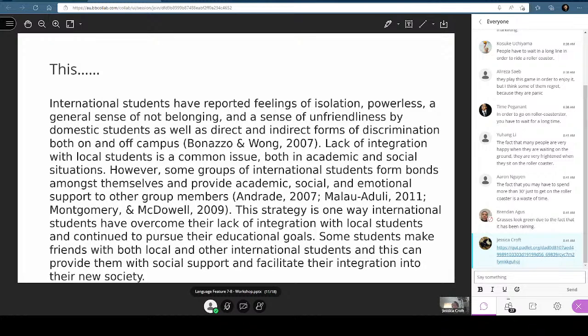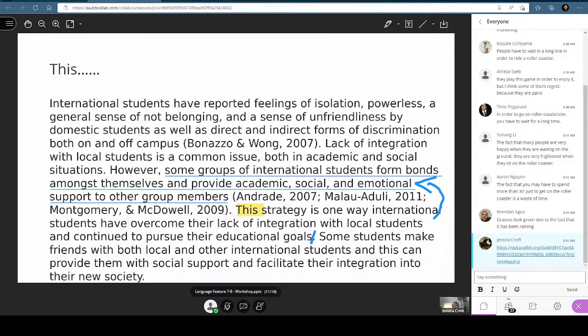However, some groups of international students form bonds amongst themselves and provide academic, social, and emotional support to other group members. This strategy, referring to this entire previous sentence of example, is one way international students have overcome their lack of integration with local students and continue to pursue their educational goals. As you can see, there's no citation, which means this part is the writer's critical thinking, which is explaining the evidence in the previous sentence as per this giant stacked reference.